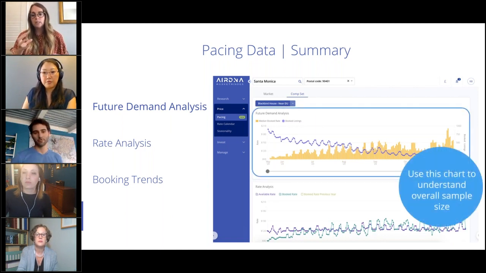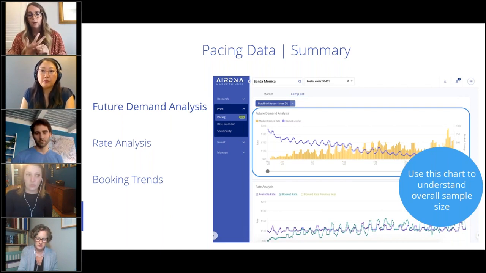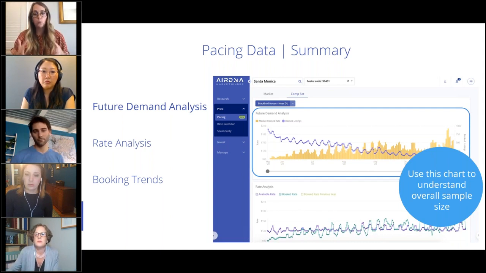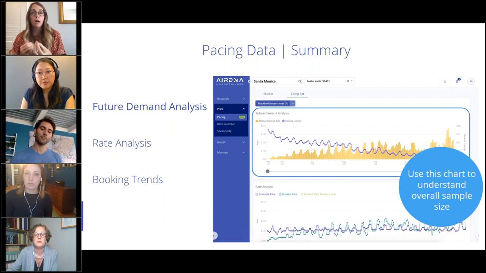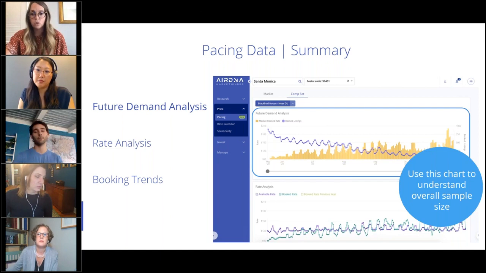What this really does is help you understand the overall sample size. It's giving you the number of booked properties on a given day and what the booked rate for those properties was. So that will really give you the context as you scroll down through the other charts to understand how to read those and how to think about them. As an example, if you only have one of your comps that's booked on a day that's maybe 5 months out, you may want to take that booked rate with a grain of salt because it's only based on one property potentially.